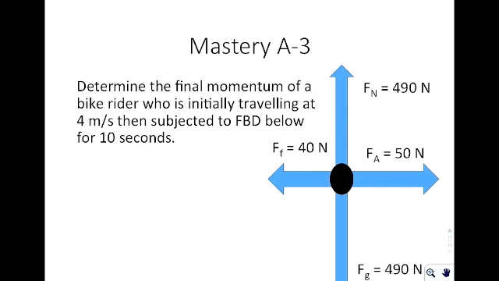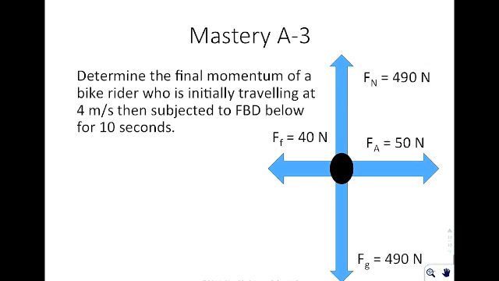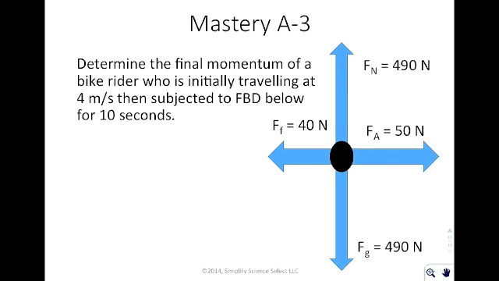The last question is a mastery level question. It requires us to remember our knowledge of free body diagrams. Now remember, we spent a lot of time on free body diagrams in Unit 3. So it says determine the final momentum of a bike rider who's initially traveling at 4 meters per second and subjected to the free body diagram below for 10 seconds. So now remember, I'm looking for the final momentum.